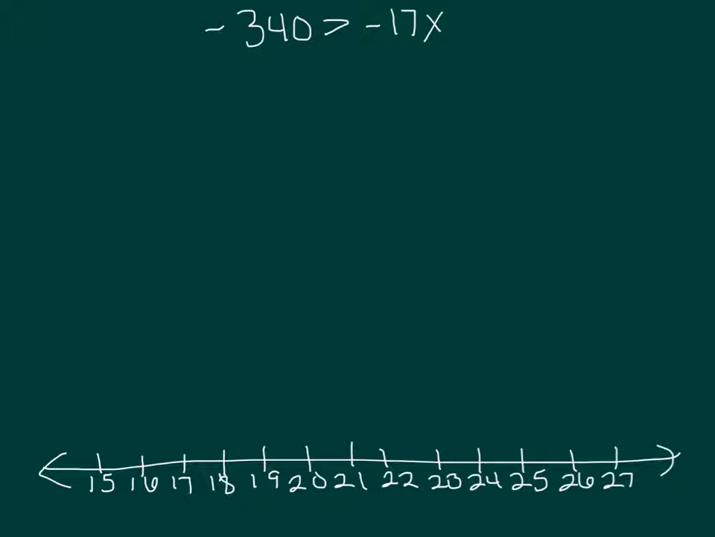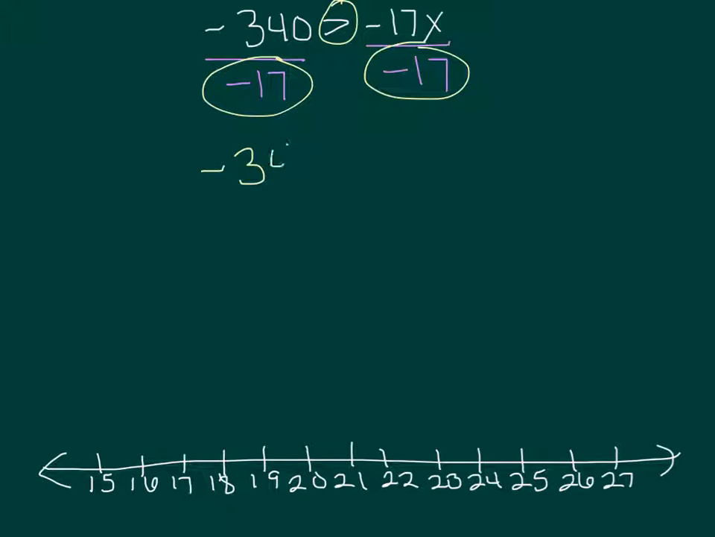Okay, again, we're going to use inverse operations to solve, so we divide by negative 17. Here's one thing that we need to remember with inequalities though. If you divide or multiply by a negative, and we're dividing by a negative right here, you have to flip this sign. So it becomes negative 300, not negative 340. We need to actually divide that.